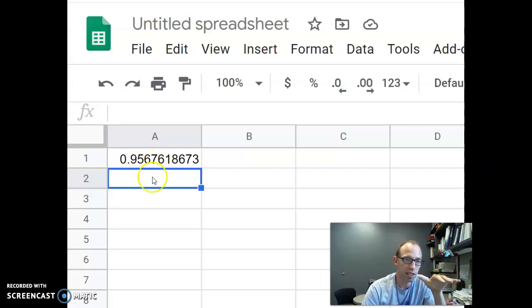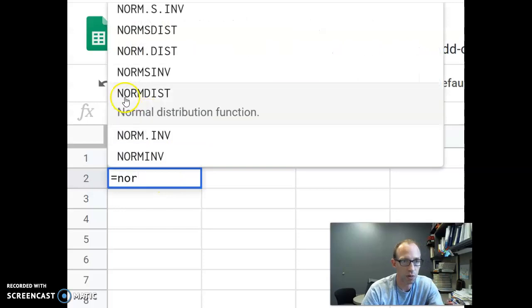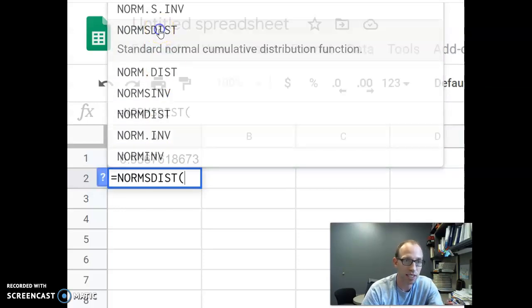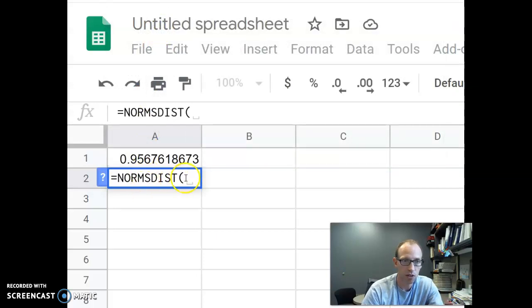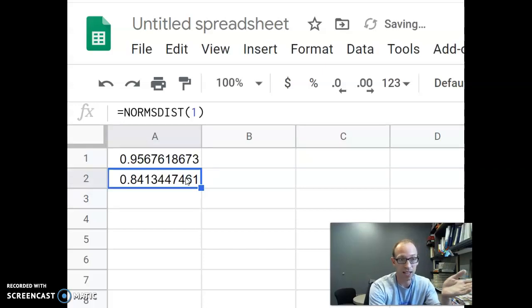So this is another thing you could use. Another thing you could use is norm.s.dist. Notice that before we did norm.dist, there's also norm.s.dist, which would be the standard normal. So now all we're going to do is put in a z-score, and it'll tell us what portion of the standard normal distribution is less than that z-score. So if we put in a z-score of 1, we get that 84%.